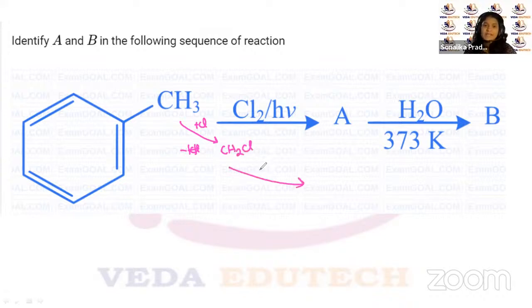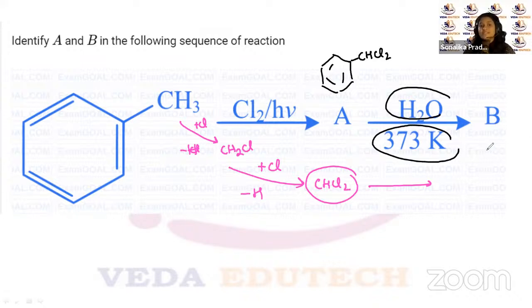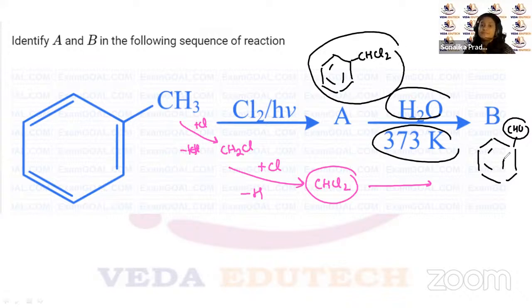then again minus hydrogen, and you're going to have CHCl2. So here, children, A is going to be nothing but benzene with CHCl2. Now you're hydrolyzing this in the presence of 373 Kelvin, so can I say that this is going to be benzaldehyde? So A is benzene with CHCl2, and B is going to be your benzaldehyde.